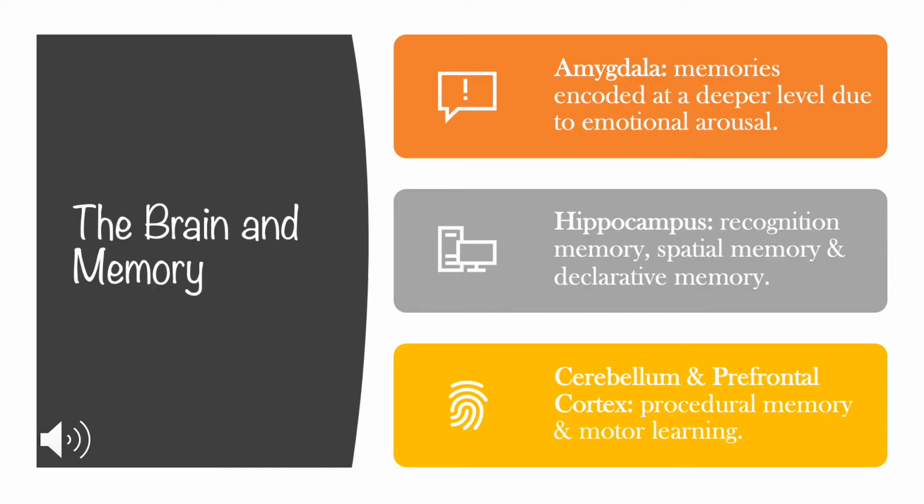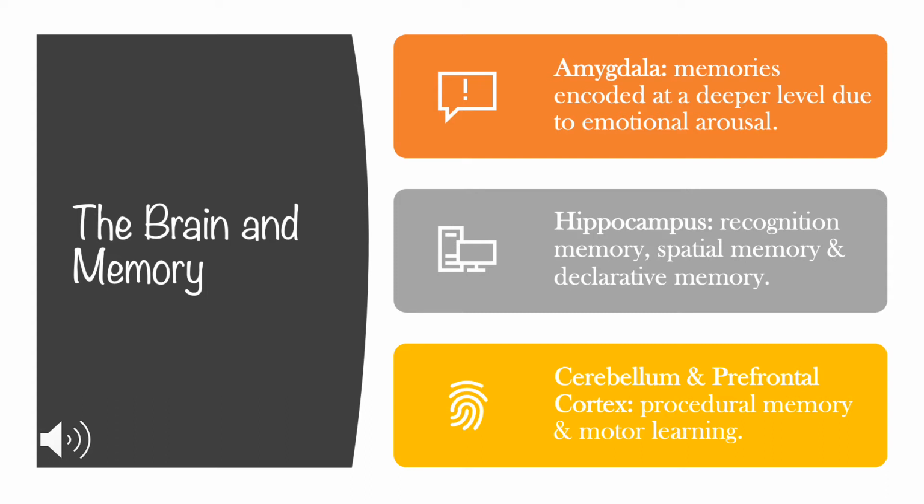So there are 4 major parts of the brain that are important in memory. So the first is the amygdala. So memories are encoded at a deeper level due to emotional arousal. So this is the emotional part of the brain, and this is when memories get associated with emotions. And so if you can remember, fearful memories are very strong.